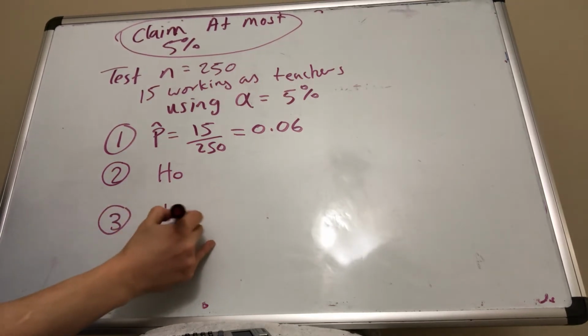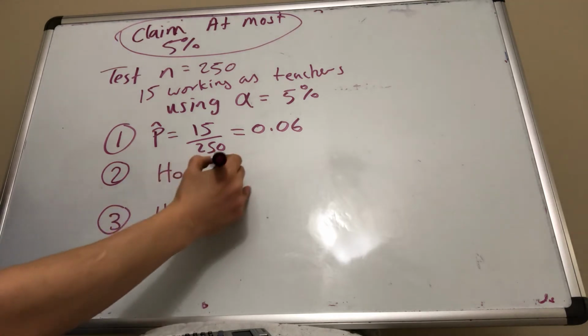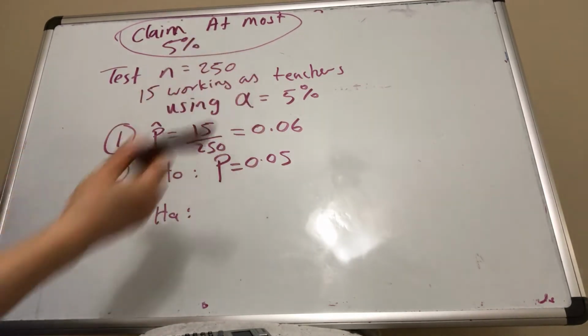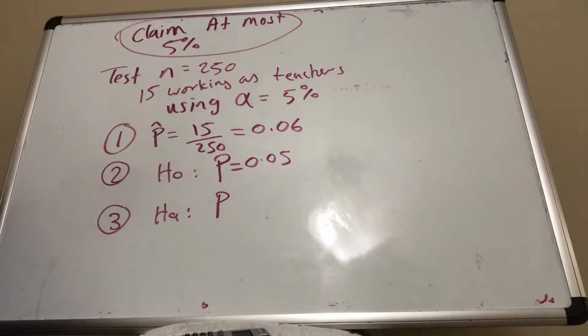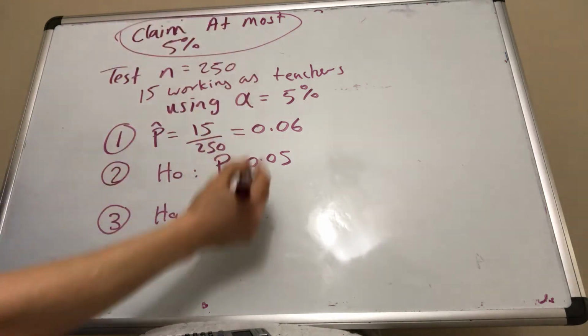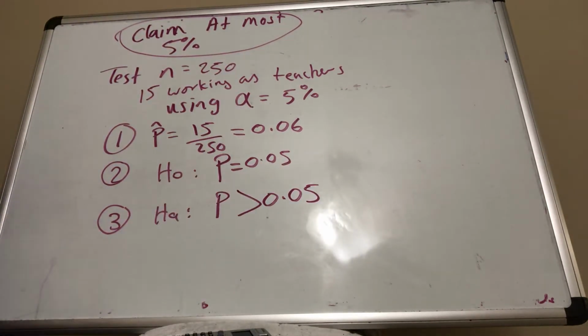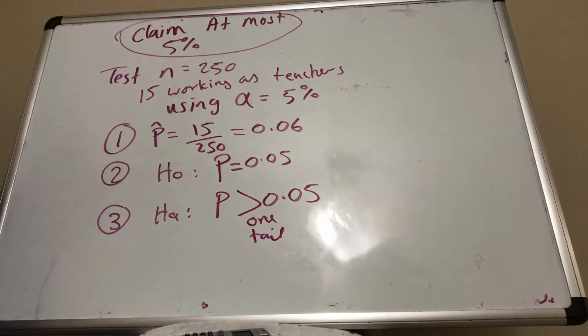In question 2, what's your null hypothesis? What's your alternative? The null hypothesis is always equal. So you say P equals the 5% of the claim. Here, we're trying to prove that the claim is wrong. So they say at most 5%. We're trying to prove them wrong, that the P is more than 5%. And again, that would make this a one-tail test.